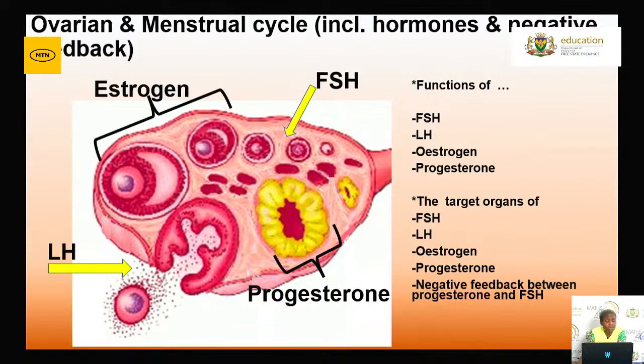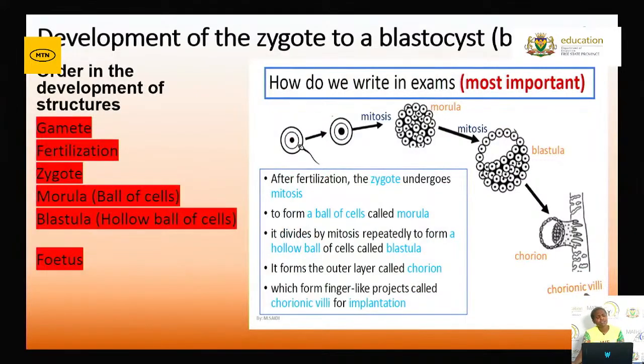And then it will keep on secreting progesterone with the help of what? Of the placenta. That is very important. And then development of the zygote to a blastocyst or blastula. So please remember the order in the development of the structures. And then we are talking about the gametes, the ovum and the sperm cell. Fertilization will take place. Then we will have a diploid zygote and morula, blastula, and fetus.